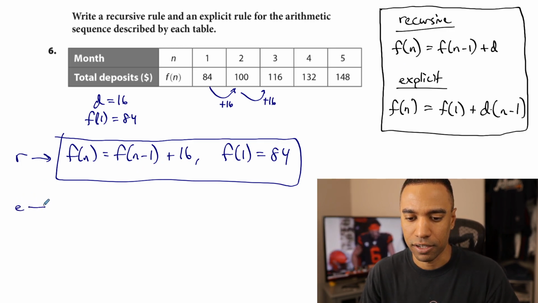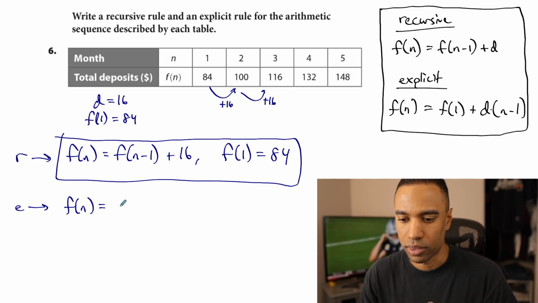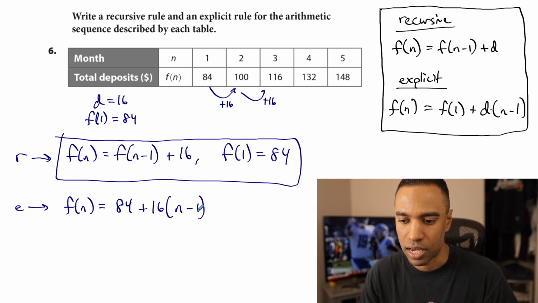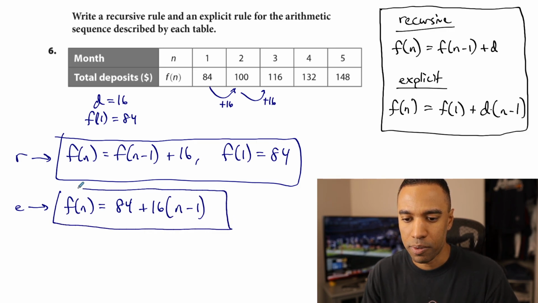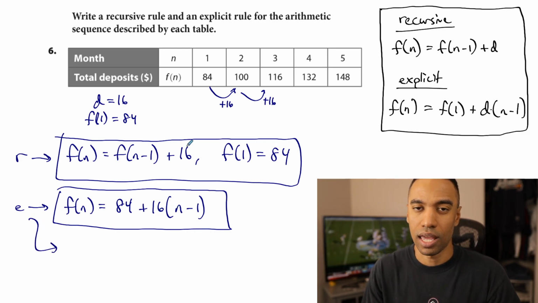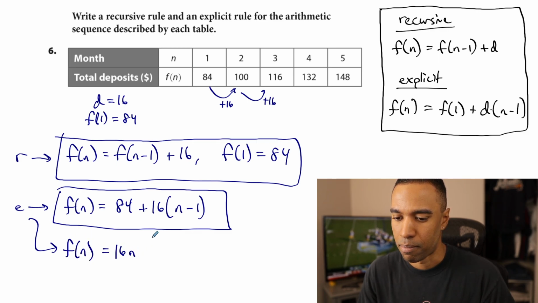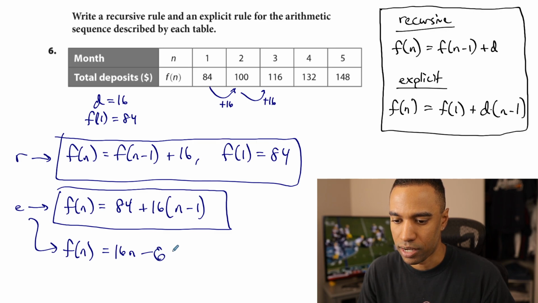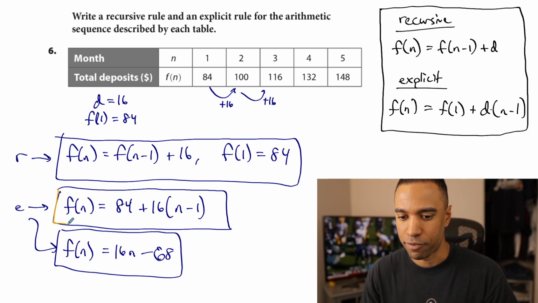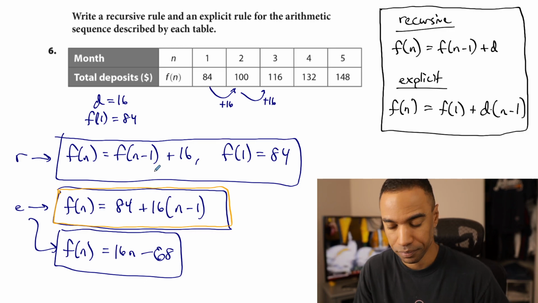An explicit function, to find the value of some term, uses the term's position somehow. We're going to start with the first term, 84, and we're going to add our common difference of 16 and minus 1 times. Okay. If I distribute the 16, that's going to look like 16n minus 16, and 84 minus 16 is 68. So that's going to say 16n plus 68. I almost wrote 86. The one that I'm highlighting, though, of course, is this one.